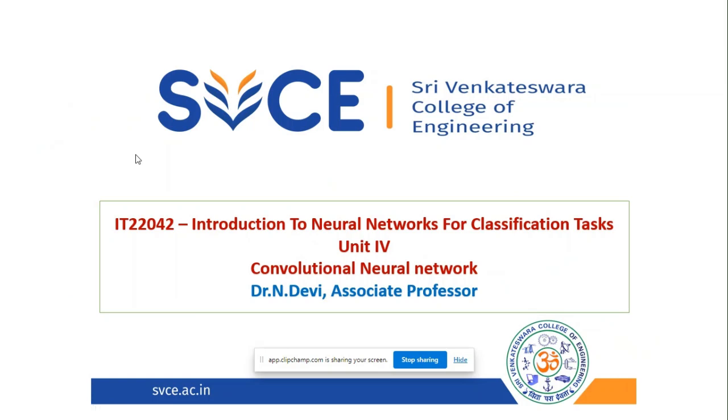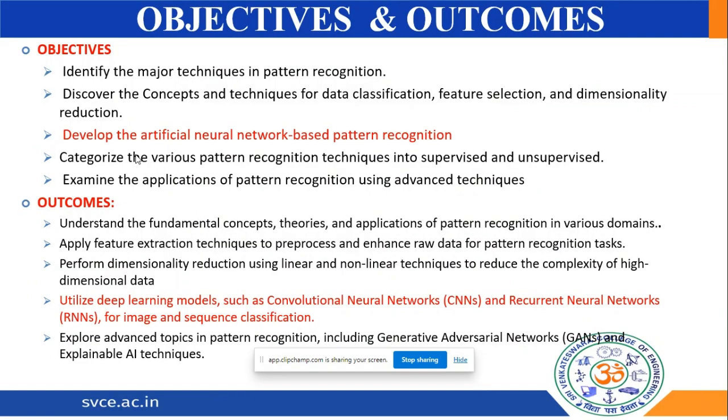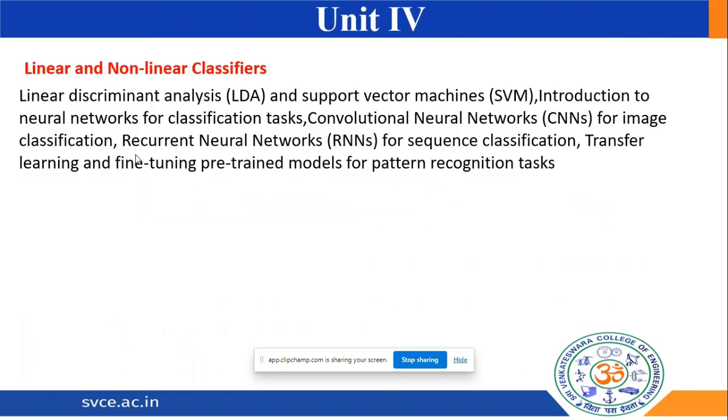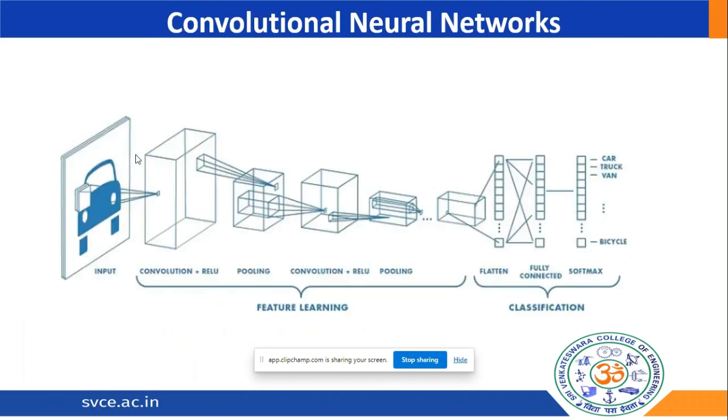Very good morning. In this session, we will discuss convolutional neural networks. The main objective of this session is to develop artificial neural network based pattern recognition. At the end of the session, you will be able to utilize deep learning models such as convolutional neural networks and recurrent neural networks for image and sequence classification. These are the reference books we will follow in this session. These are the topics for Unit 4.